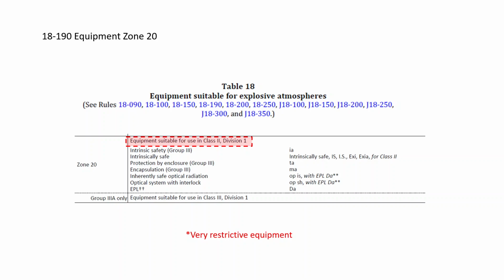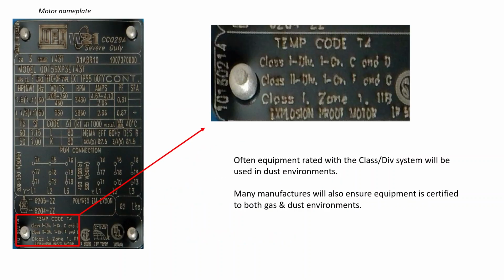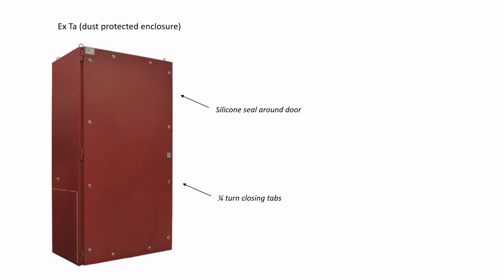If we take a look at an equipment nameplate, we can see here often the equipment is rated with the class division system for use in dust environments, and many manufacturers will also ensure equipment is certified to both gas and dust. This is an example of a dust protected enclosure. It's really just a robust weatherproof enclosure or outdoor rated. It's got a special silicone seal around the door, and it's got a number of quarter turns around, not just one that holds it closed.